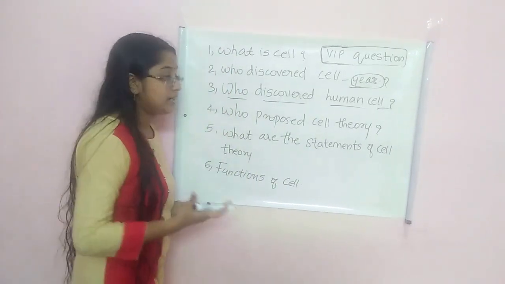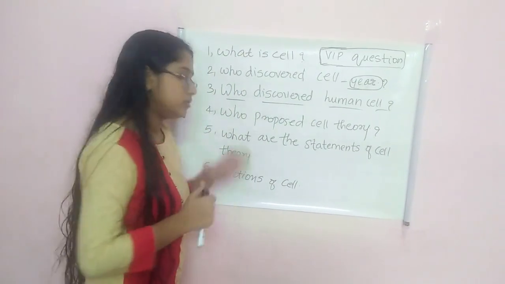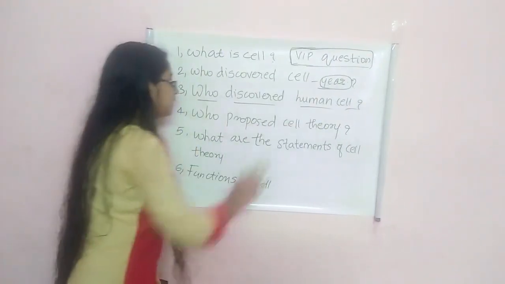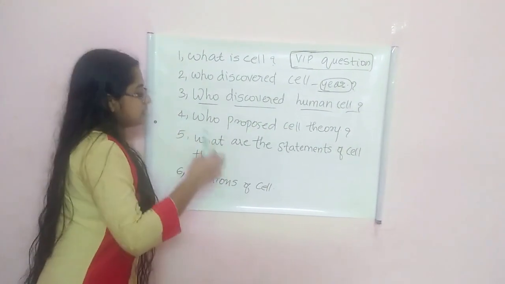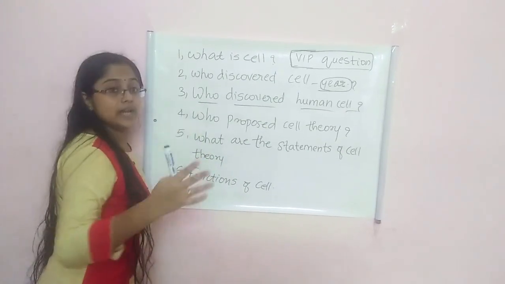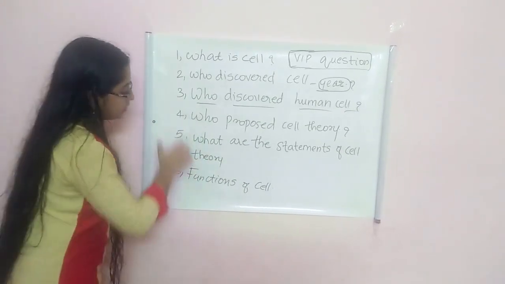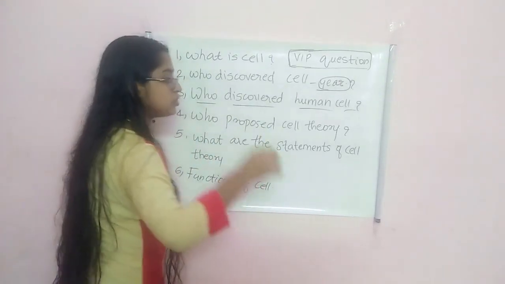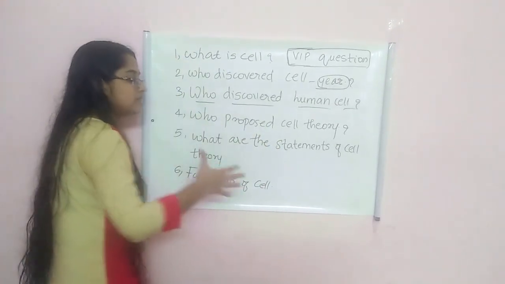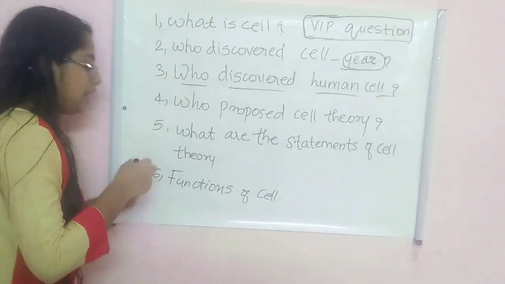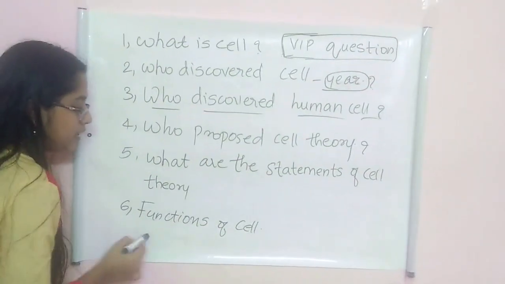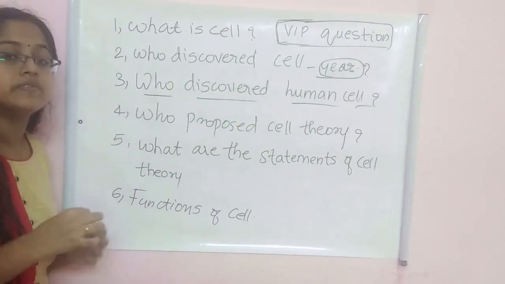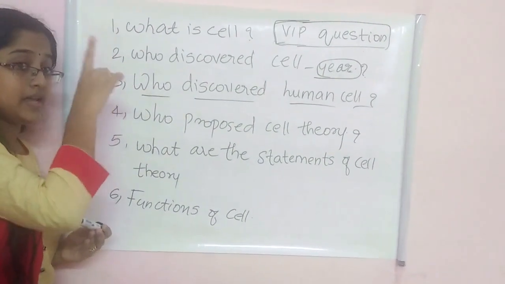Who discovered the human cell? You know, Anton van Leeuwenhoek. Who proposed the cell theory? What are the statements of cell theory? You should state the three statements which I have written here on this side. You should write, study and understand those three statements, and at last you should name the fundamentals or the functions of the cell, which I have provided in the first slide.